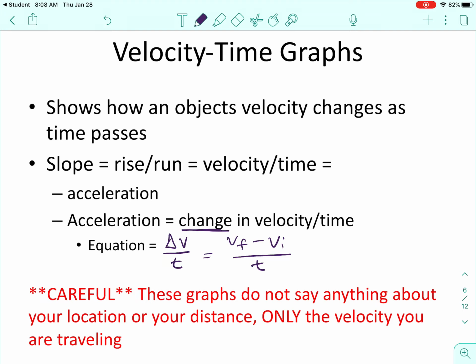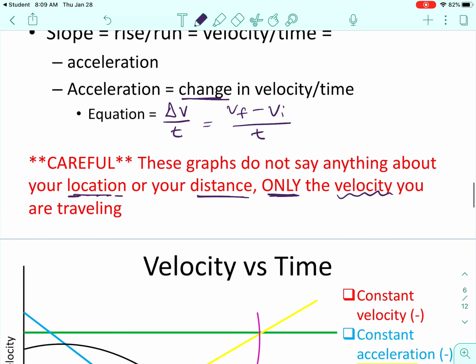And do be careful, because these graphs don't say anything about your location or your distance. You can figure out the distance by doing a little math, but they only tell you the velocity you're traveling. So you don't know your starting position or your ending position. You know how fast you're going, and you know the direction, and that's all you know from a velocity time graph.